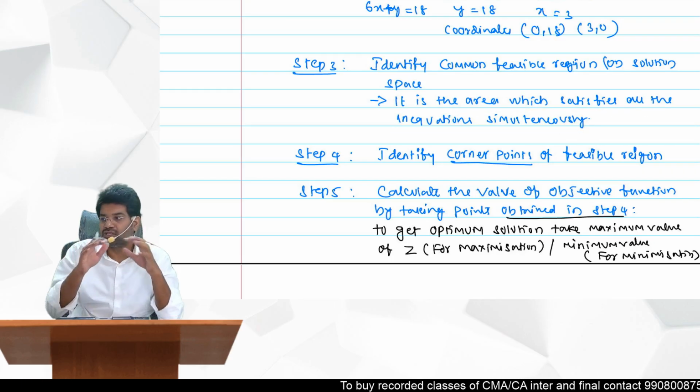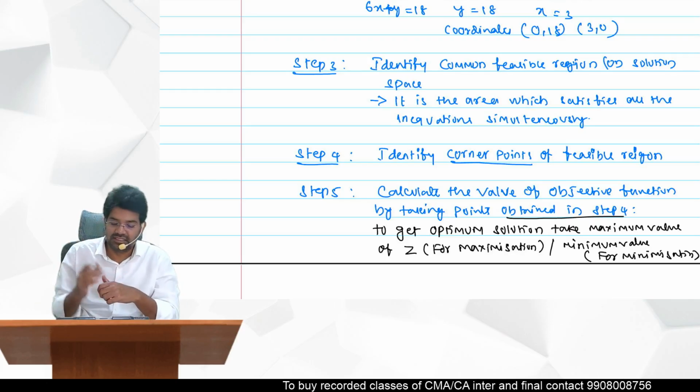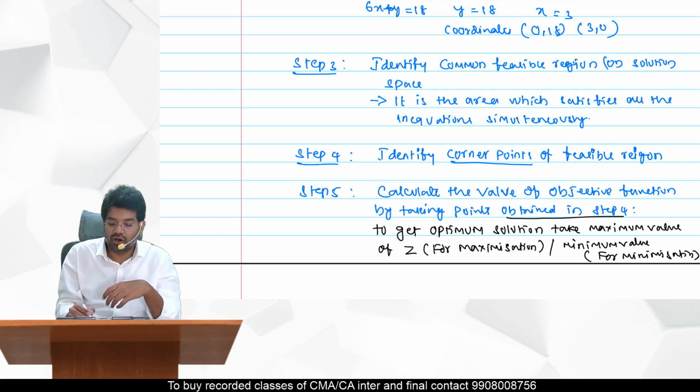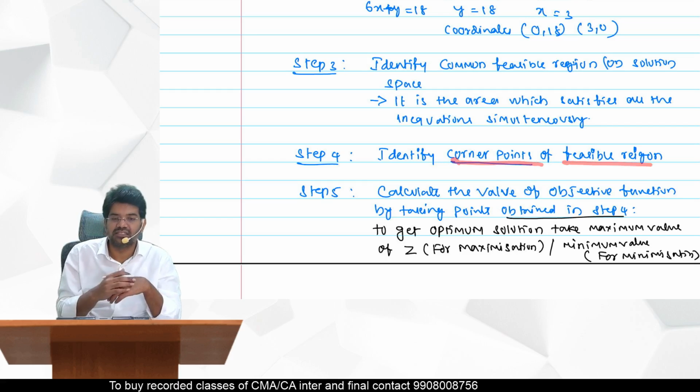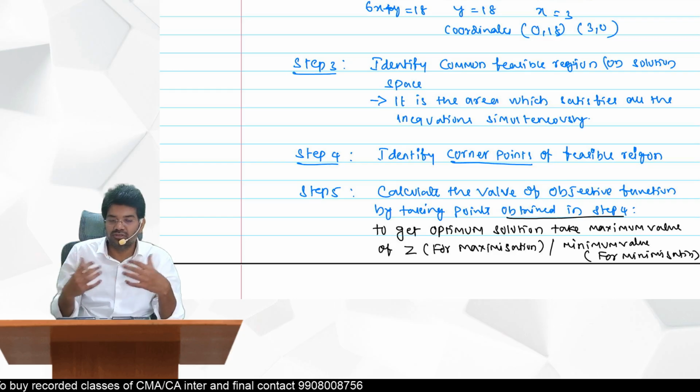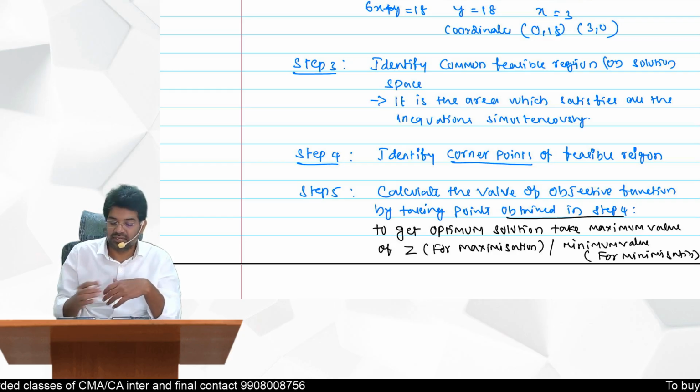Once you find the common feasible area, then in that common feasible area we should identify the corner points of the feasible region. How to identify the corner points we are also going to cover in our example.